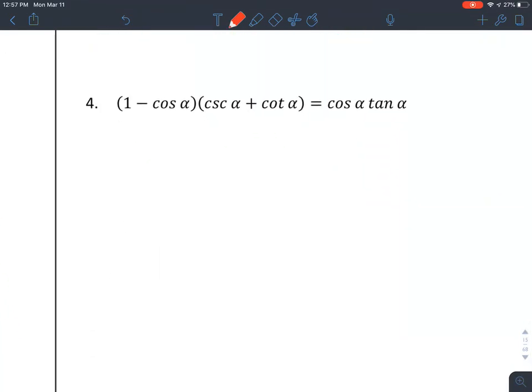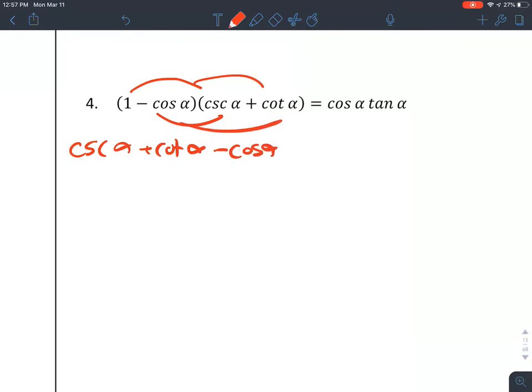Number 4. This looks like a bit of a mess. Left side's more complicated. I'm going to start with it. I'm going to distribute the 1, and I'm going to get cosecant of theta plus cotangent of theta. I'm going to distribute the minus cosine. I'm going to get minus cosine of alpha, cosecant of alpha, times the negative cosine of alpha, cotangent of alpha.